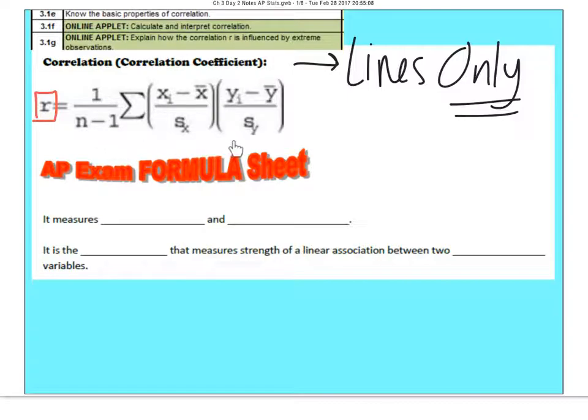Now the calculator will do this computation for you, and I have never really seen a multiple choice question or a free response where they require you to calculate this by hand. So I don't think you need to worry about that. You do need to know how to interpret it.